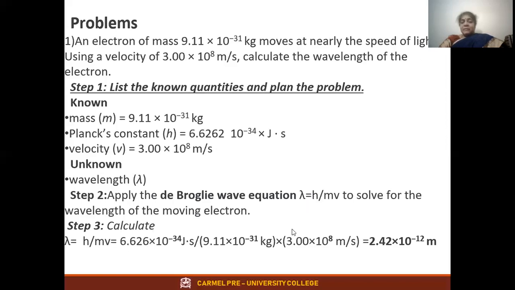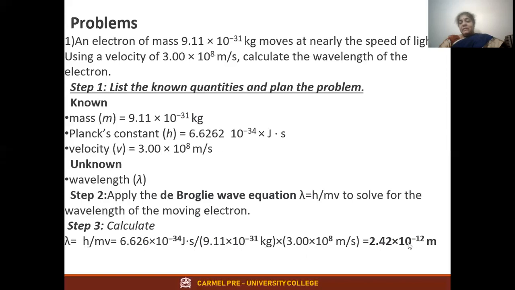Third step, substitute and calculate. You know all the terms. Lambda is equal to h, 6.626 into 10 power minus 34, divided by the mass, 9.11 into 10 power minus 31 kg, into the velocity, 3 into 10 power 8 meters per second.